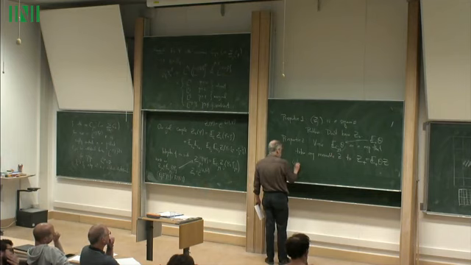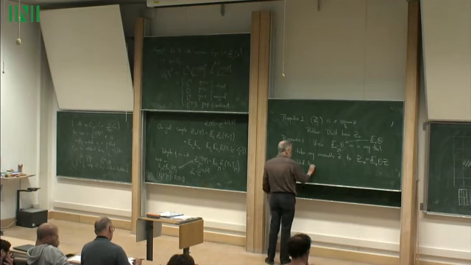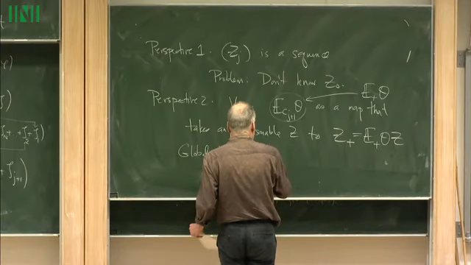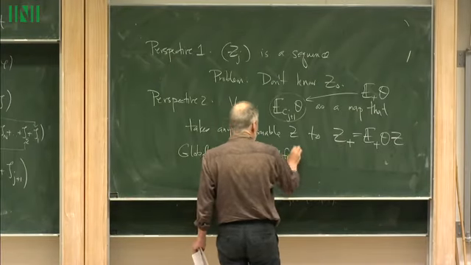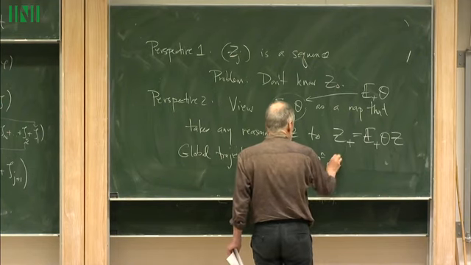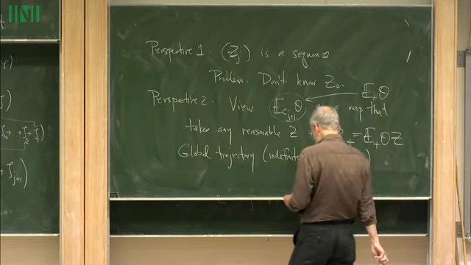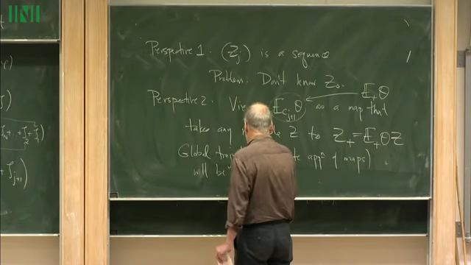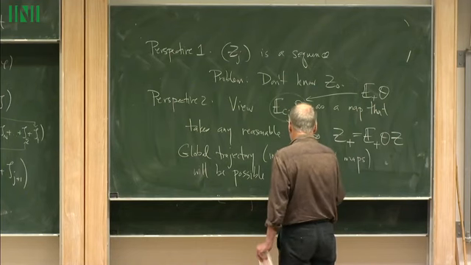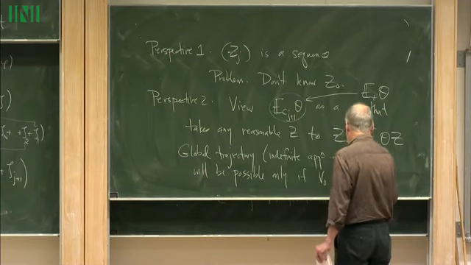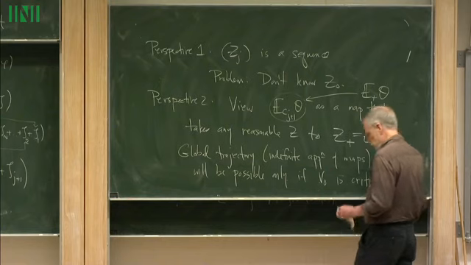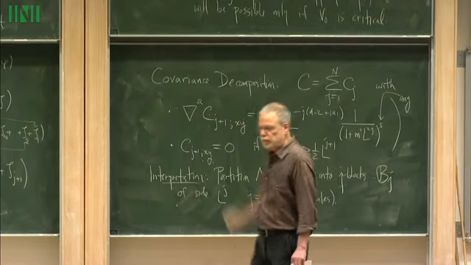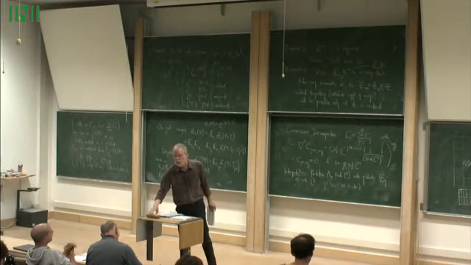So global trajectory, that's the indefinite application of this map, will be possible only if nu naught is critical. That's how the critical point will be identified.